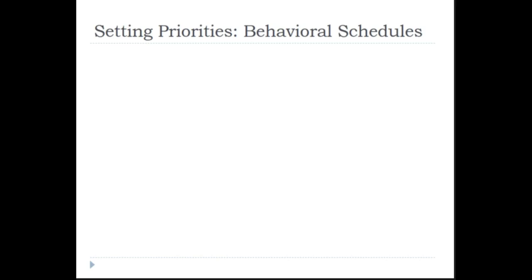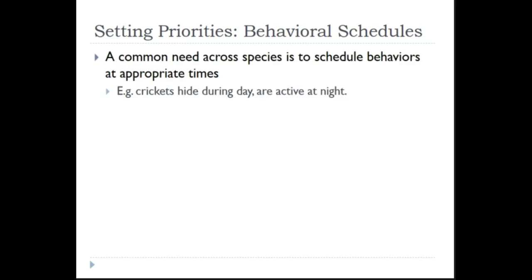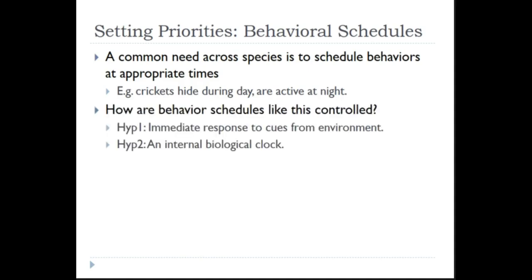Okay, so if we think about this first topic, one common need that animals have is to schedule behaviors to occur at specific times. If you think of an animal as having a particular behavioral repertoire, it can go foraging, it can sleep, it can look for mates, and it can do all these different kinds of things, but it needs to do them at appropriate times for them to be adaptive. For example, crickets, which we've looked at a little bit, generally need to hide during the day and be active at night. So how is it that they go about setting those kinds of behavioral schedules?